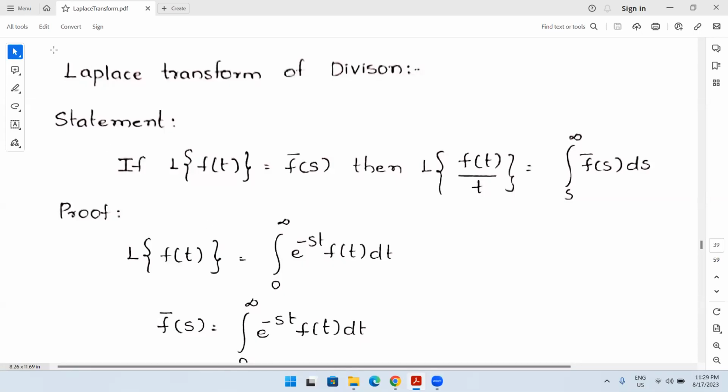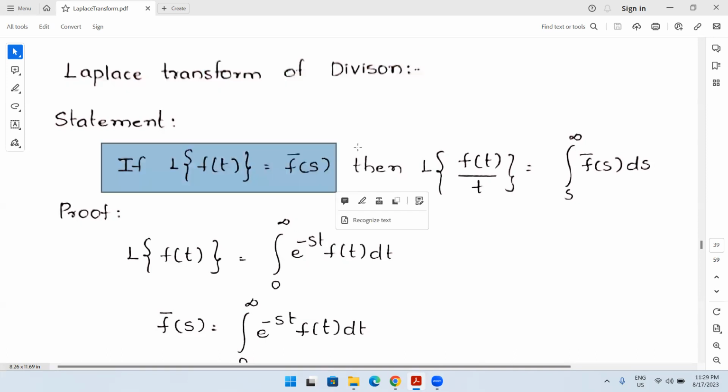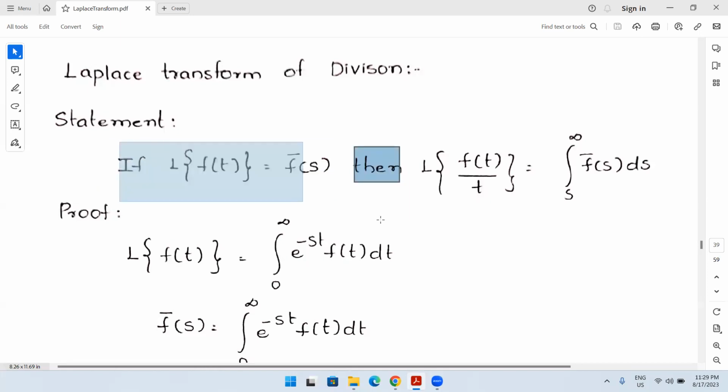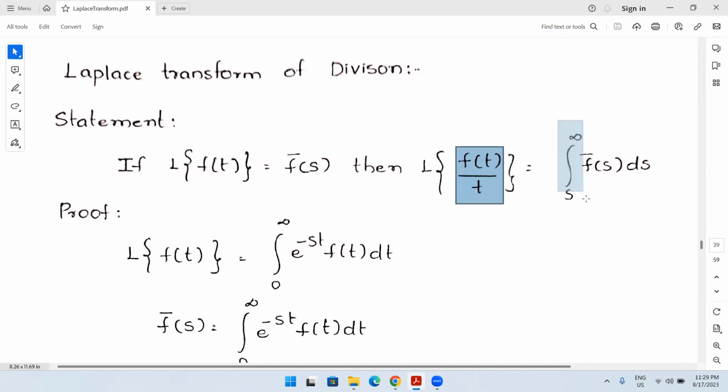Hello students, in this video we are going to see about Laplace transform of division. The statement is, in every theorem we see that if L of f of t is f bar of s, then this is common in every theorem. Then here, division by t: L of f of t by t is integral s to infinity f bar of s ds. Here f bar of s is the Laplace transform of f of t.